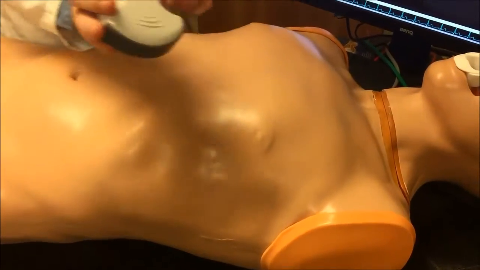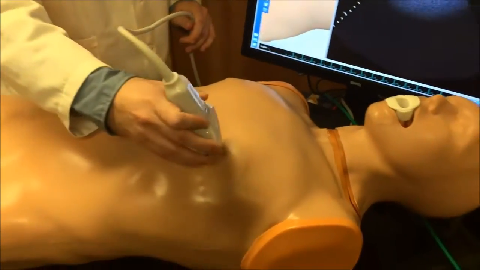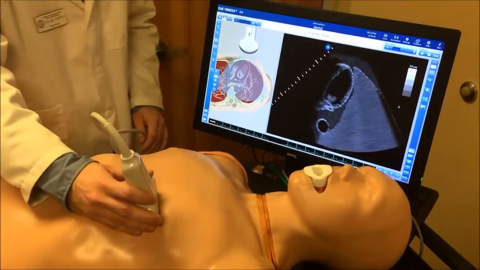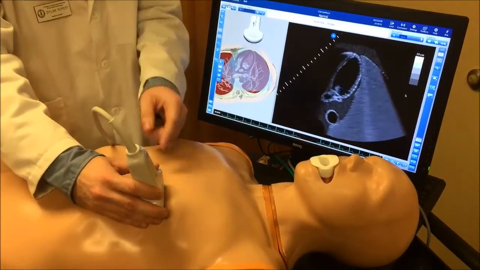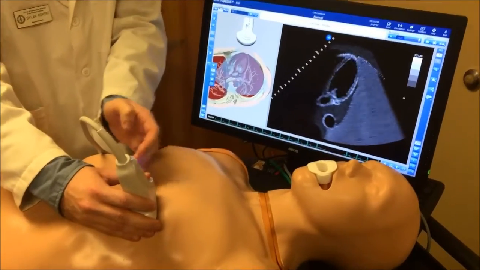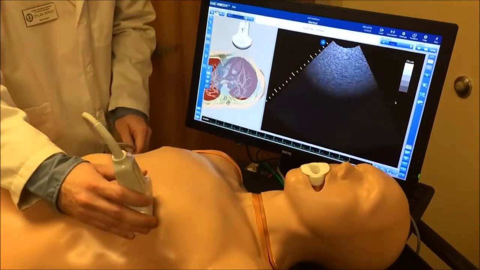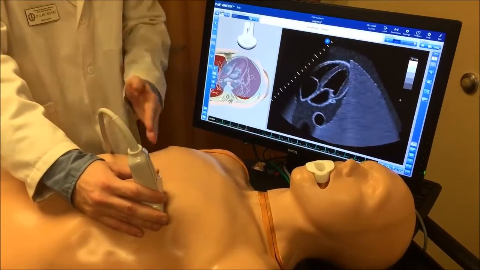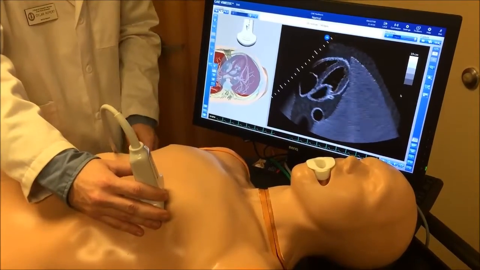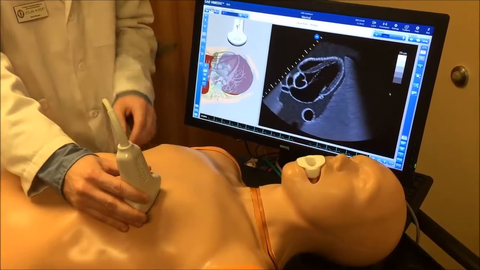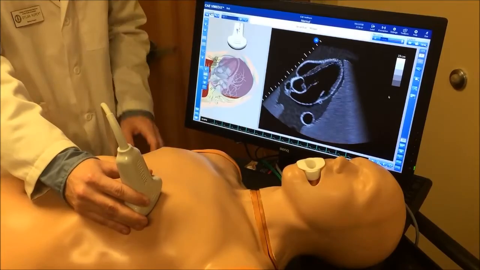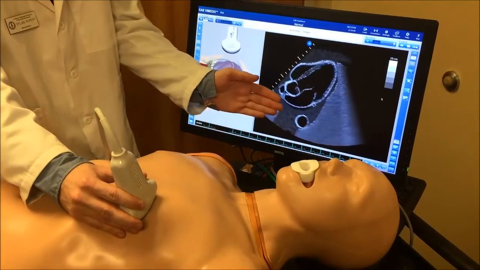From here, we will take our probe and place it at that intercostal space. This may vary from patient to patient. Depending on your patient, you may have to move it to the 3rd, 4th, or 5th intercostal space. Once you place the probe at the intercostal space, place it transversely. Next, rotate the probe until the indicator on the probe is pointing towards the patient's right shoulder. From here, we can see the heart.